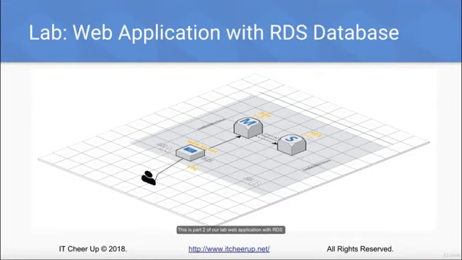This is part 2 of our lab, web application with RDS database. In part 1, we created a VPC with one public subnet for the web server and two private subnets for the RDS database. We launched our DB instance with the MySQL DB engine. Now let's go to the EC2 console to launch an EC2 instance for our web server.